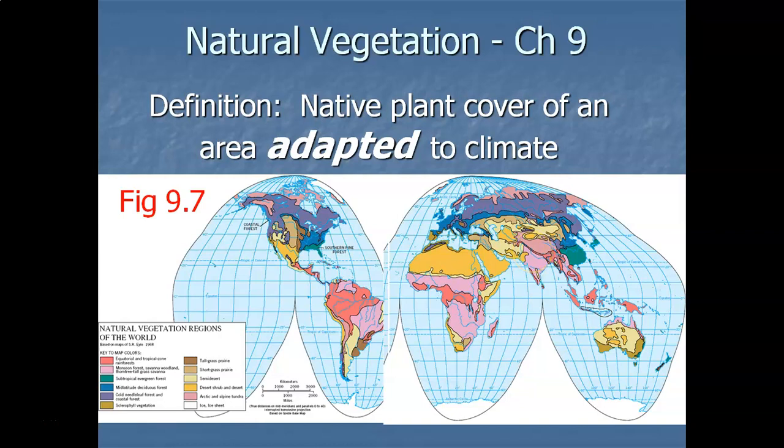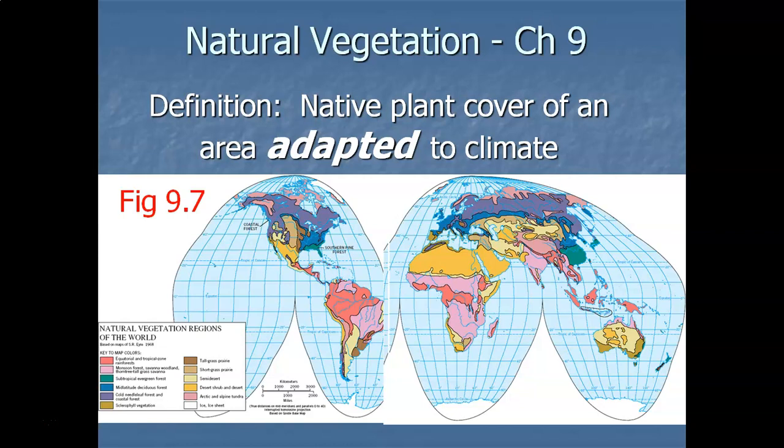Lecture number 6. We're going to start the second half of this section of material by studying the natural vegetation regions that match up with the climate regions. And this is part 1 of the natural vegetation. So let's define it. Natural vegetation is the native plant cover of an area that's adapted to climate. Meaning the vegetation is adapted to the precipitation and temperature regime particular to each climate.